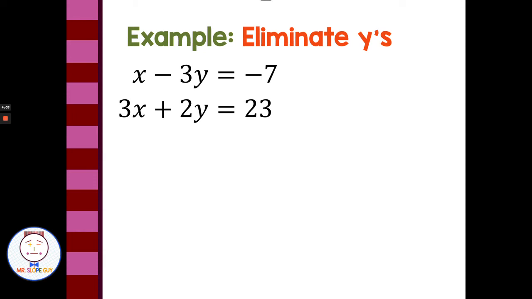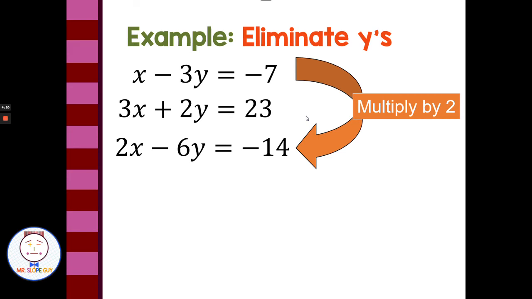Well, let's look at one where we have to multiply both equations. So let's say we wanted to eliminate the y's in this case. Well, we have opposite signs. I have a subtract and an add, or a negative and a positive. Least common multiple for 3 and 2 would be 6. So if I want to get this to be a negative 6, I take that whole top equation, multiply by negative 2, giving me 2x minus 6y equals negative 14.